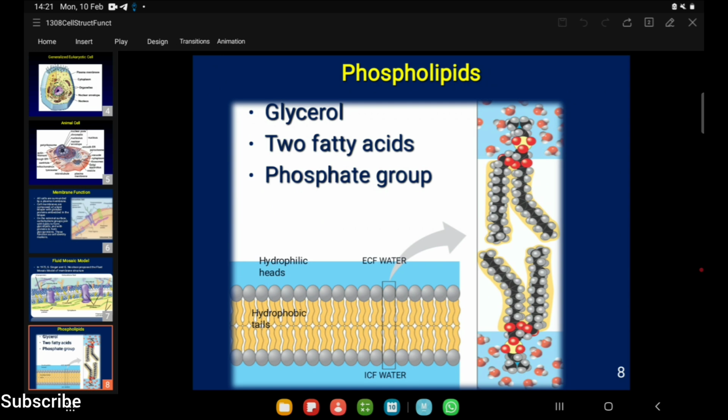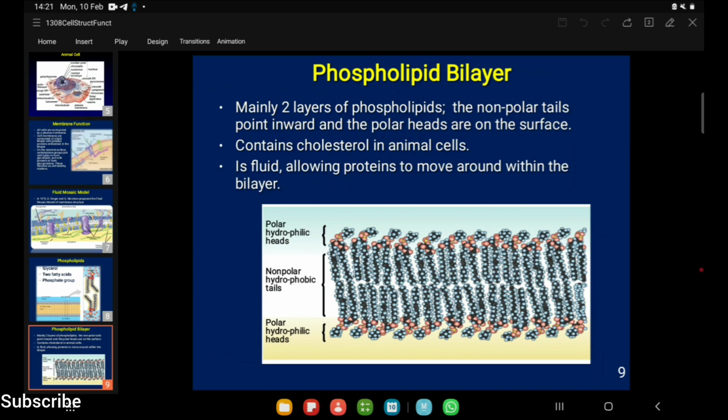Next comes phospholipids. It contains glycerol, two fatty acids, and a phosphate group. Phospholipid bilayer: mainly two layers of phospholipids. The non-polar tails point inwards and the polar heads are on the surface. It contains cholesterol in animal cells. It is fluid, allowing proteins to move around within the bilayer. This is the structure: the mid part is the non-polar hydrophobic tails and the side ones are the polar hydrophilic heads.